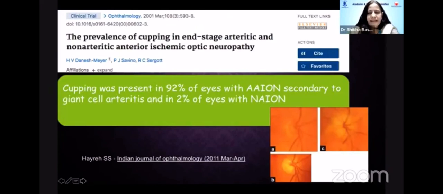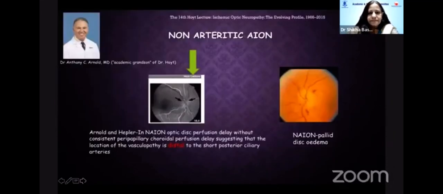Once the edema in these patients subsides with the treatment, the patient develops cupping, which is present in around 92% of eyes with arteritic ischemic optic neuropathy, in contrast to 2% of eyes with non-arteritic ischemic optic neuropathy, as per this paper. Coming to non-arteritic ischemic optic neuropathy, we've all read Dr.